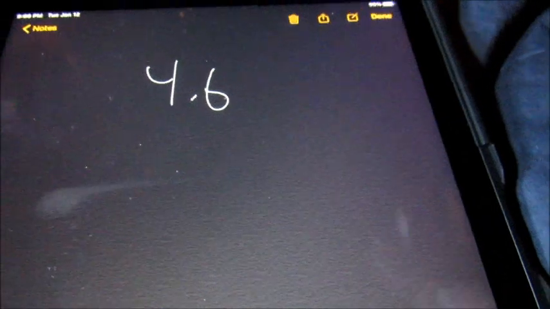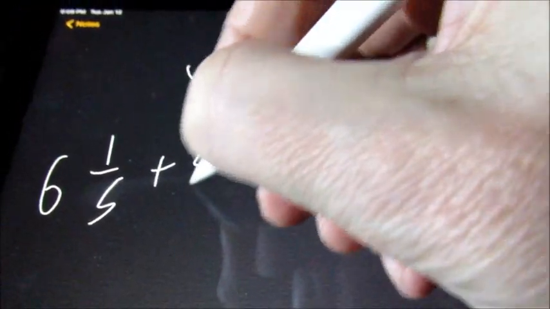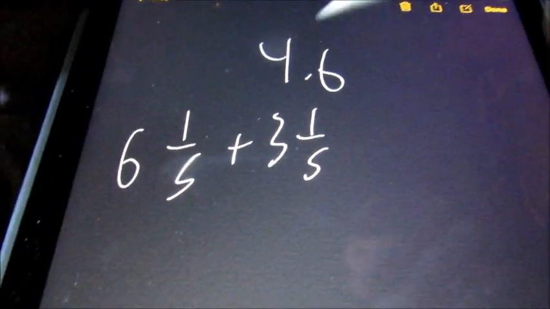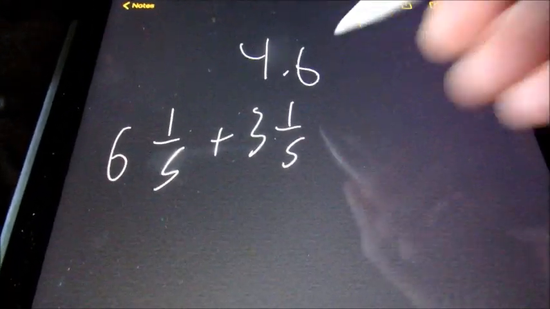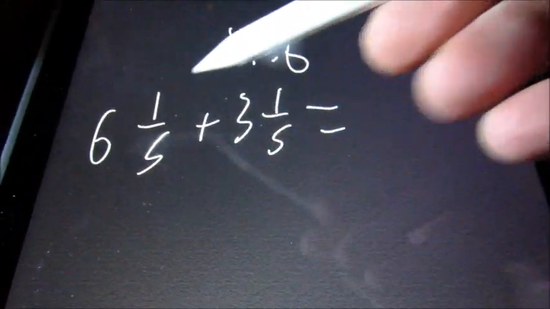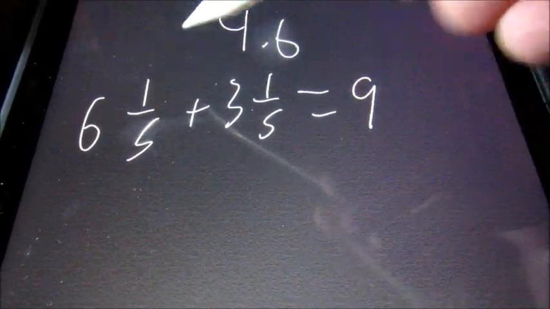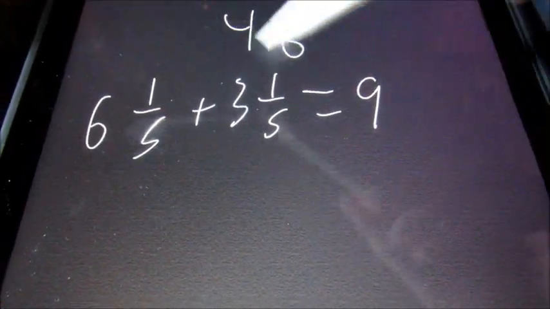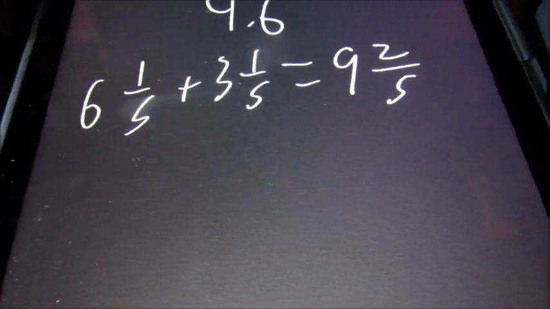So the first one I'm going to have is 6 1/5 plus 3 1/5. Now here, for the fraction part, they have common denominators. So what I could do is add the whole numbers. 6 plus 3 equals 9. Add the fractions. 1/5 plus 1/5 will be 2/5. And that would be the answer.